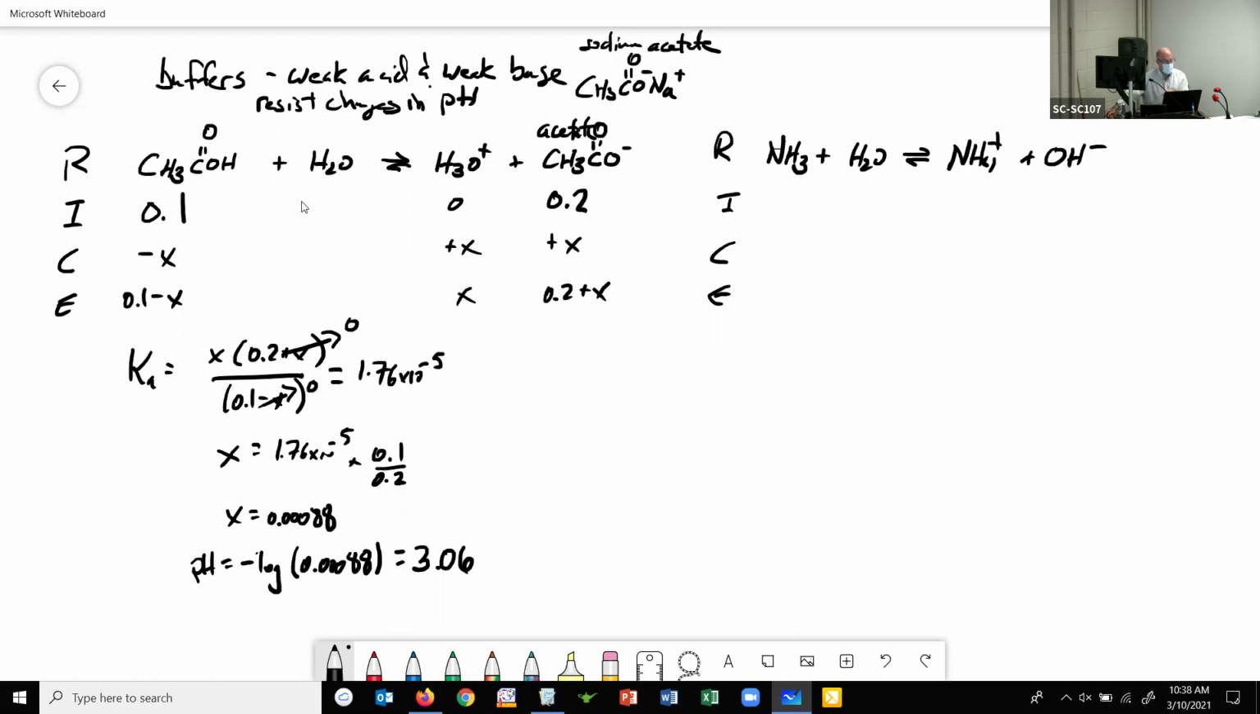On the base side, math is identical. We have an initial concentration of ammonia, an initial concentration of the ammonium ion. Again, I can't get a bottle of just the ammonium ion, so it's probably something like ammonium chloride. You drop that into water, and the ammonium ion from the ammonium chloride becomes part of the system. It's available.